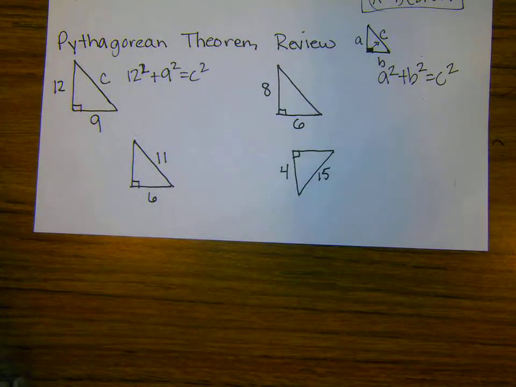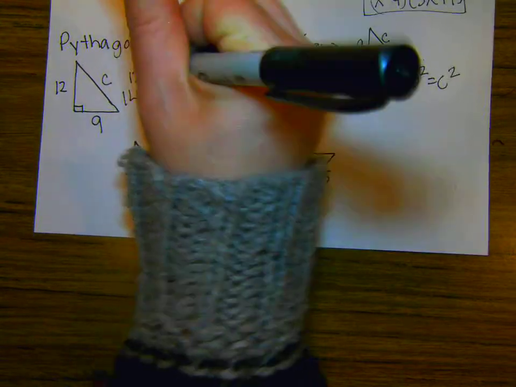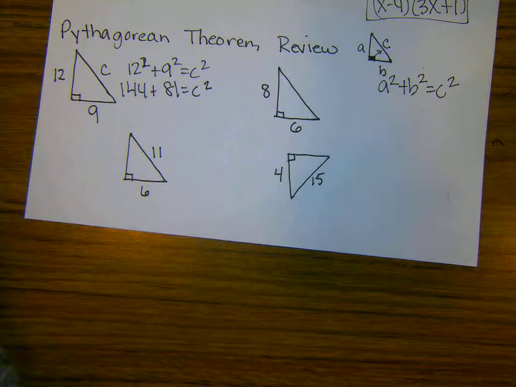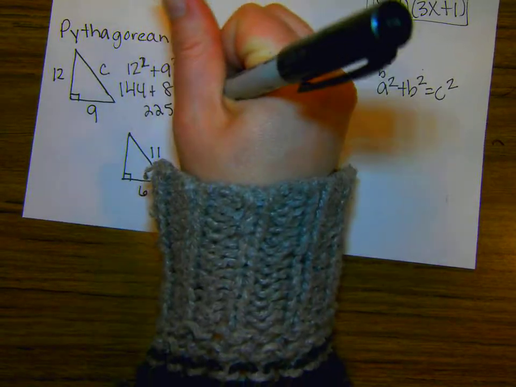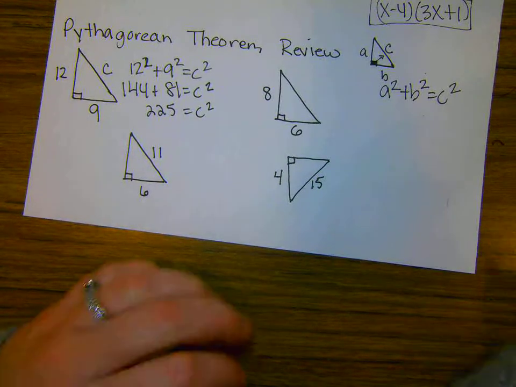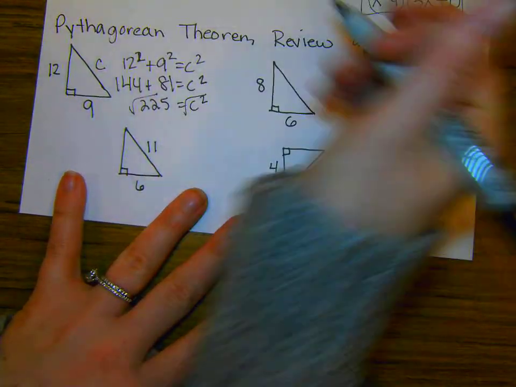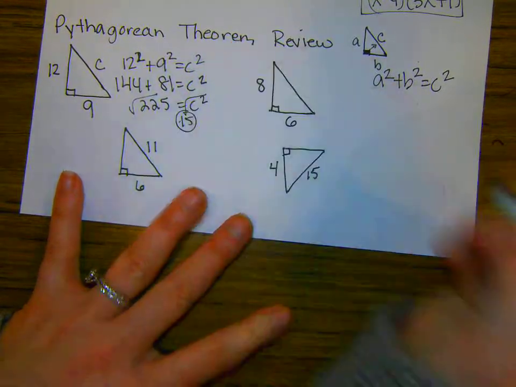So let's see, that's going to be 144 plus 81 equals C squared. 144 plus 81, let's see, 225. And don't forget, your answer is not 225. The last step in Pythagorean theorem is to do the square root. So that means my answer would be 15 for this problem.